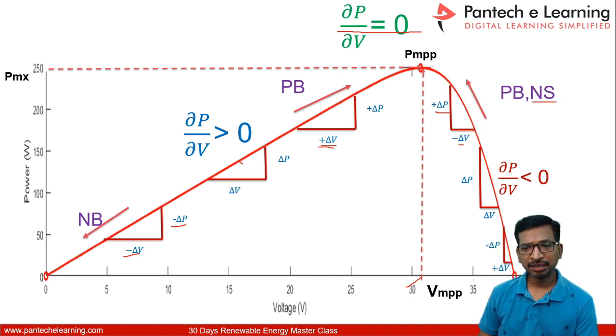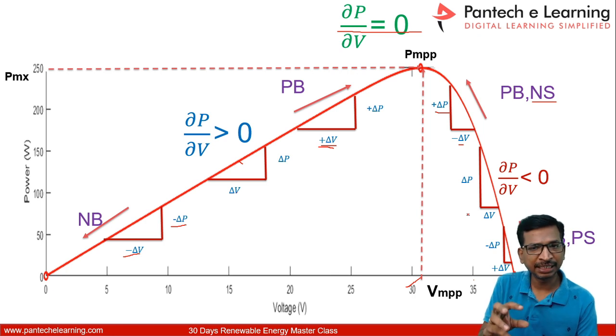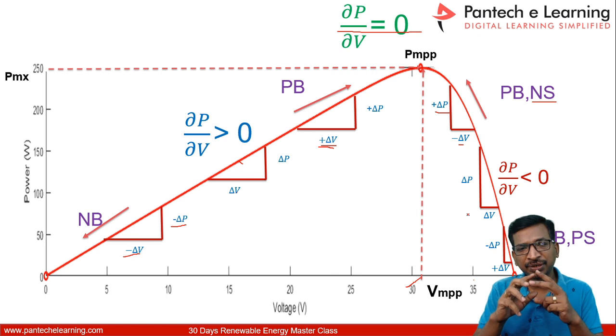Similarly, for the voltage positive and then power negative, we can call it negative big, positive small. Like that, we can name this entire graph. If you formulate this entire graph, then we need two main signals.